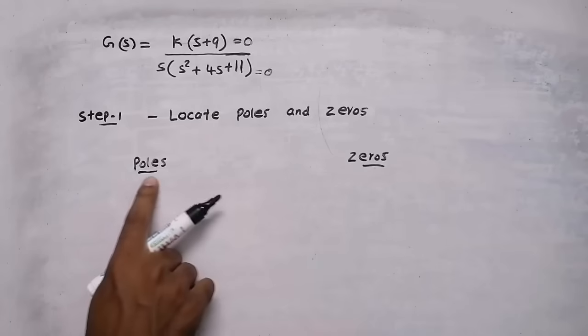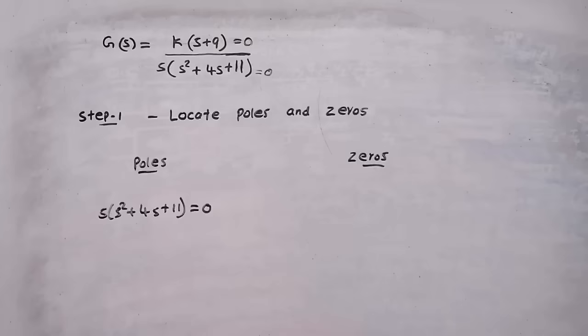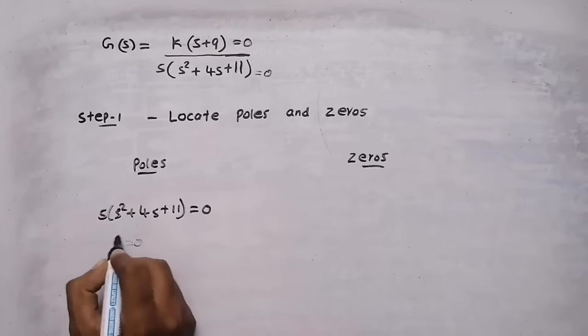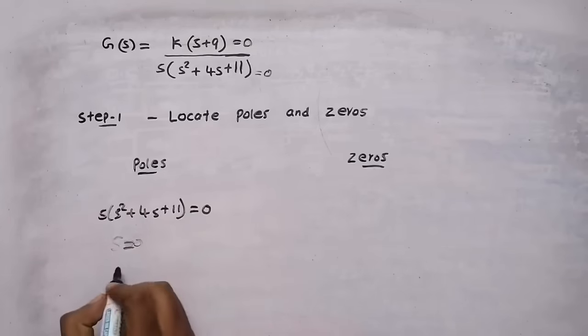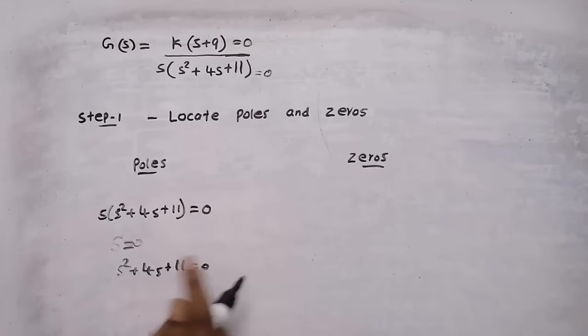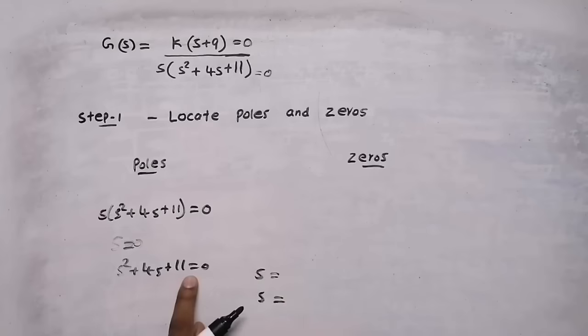First of all, we can find poles. For getting poles, equate denominator equal to 0. From this, we will get either s equal to 0 or this term equal to 0, that is s square plus 4s plus 11 equal to 0. Here the power of s is 2, therefore there will be 2 values for s. How to find that? This is a quadratic equation.